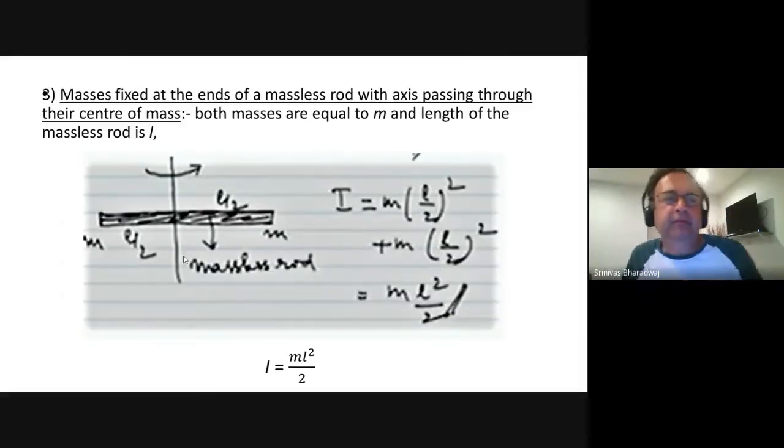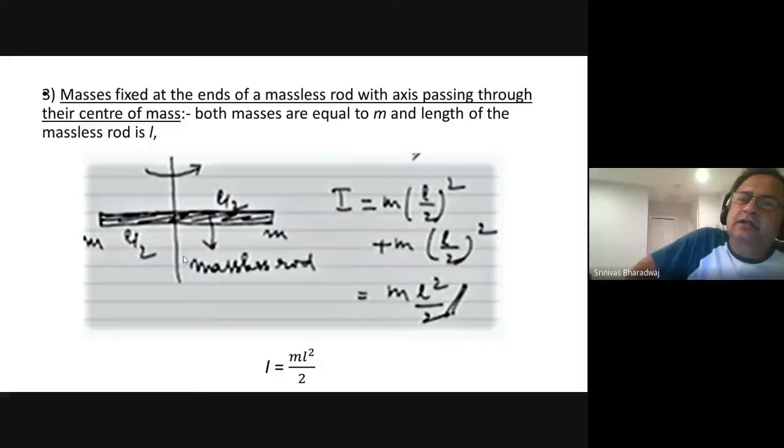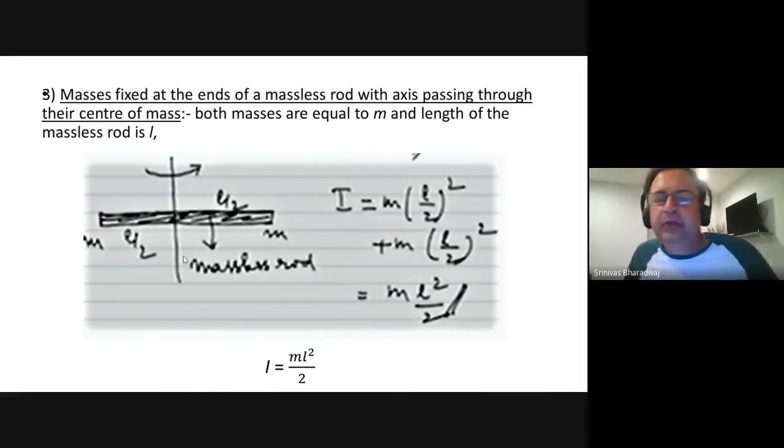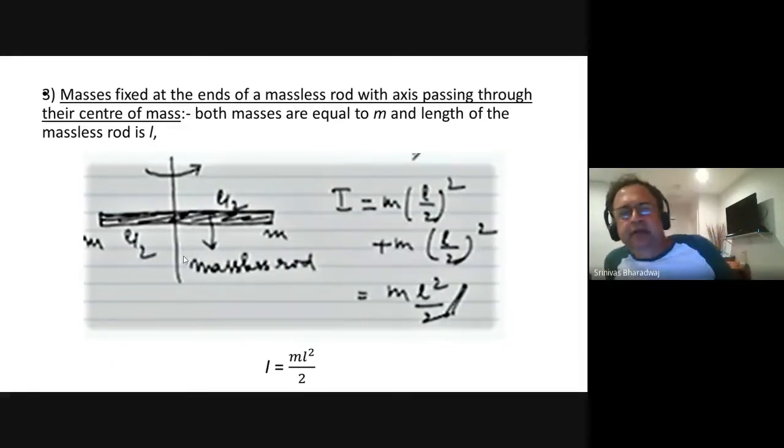Now, you have masses fixed at the end of a massless rod with the axis passing through their center of mass. Both masses are equal, and the length of the massless rod is L. Therefore, you have I equals ml square by 4 plus ml square by 4, so therefore ml square by 2. So it is rotating about this axis, and this is L by 2 and this is L by 2.